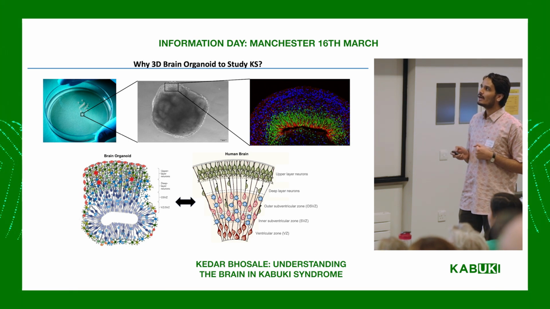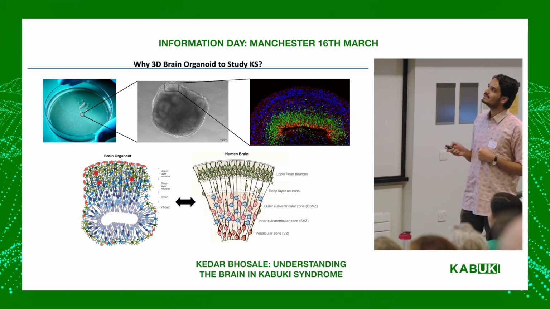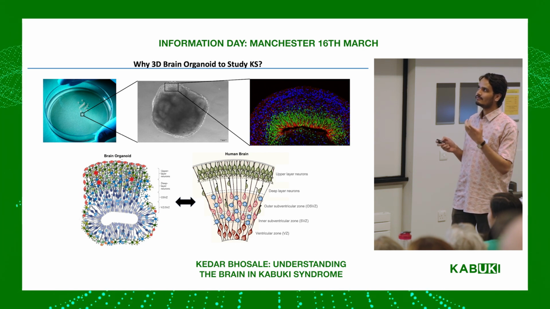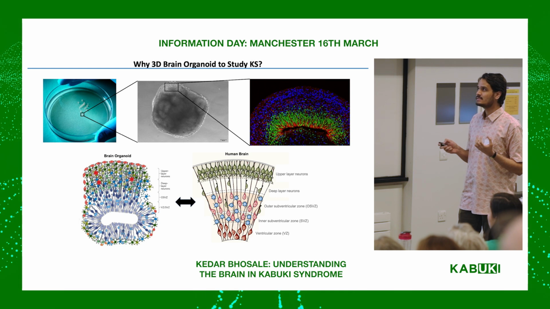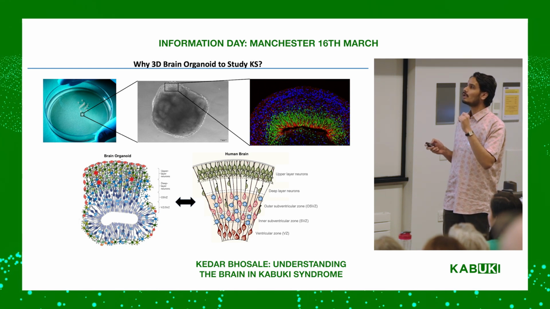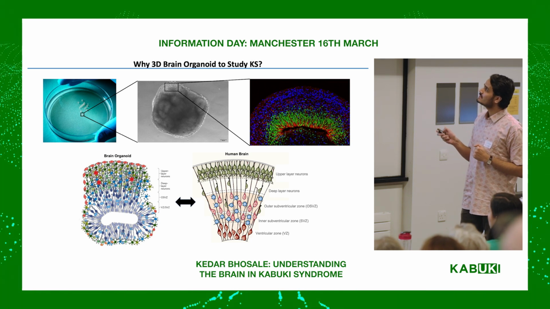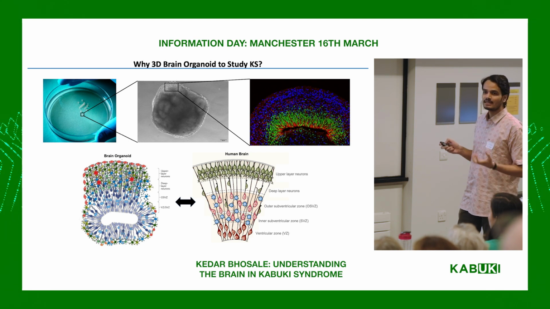If you zoom in and look at them under a microscope, they would look something like this. And at this point here, we can see some flower-like structures, which we call rosettes. If we stain them with antibodies specific for certain cell types, then we see a nice picture, and these different colors represent different cell types.